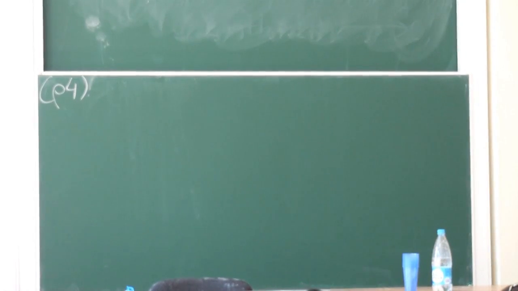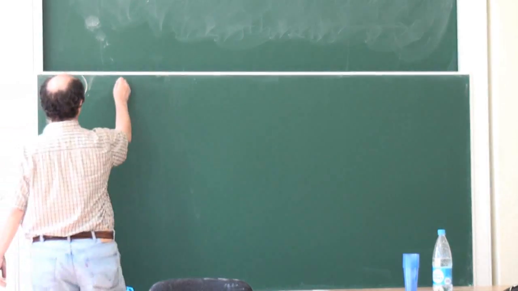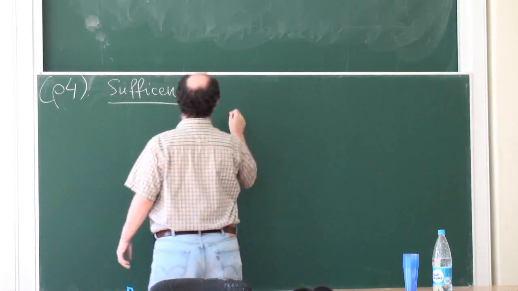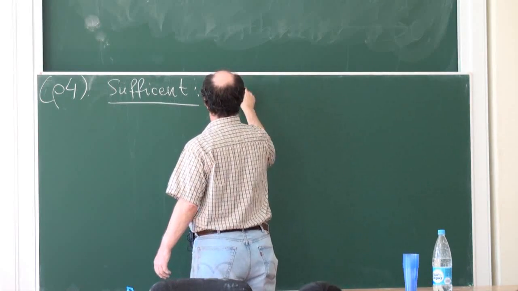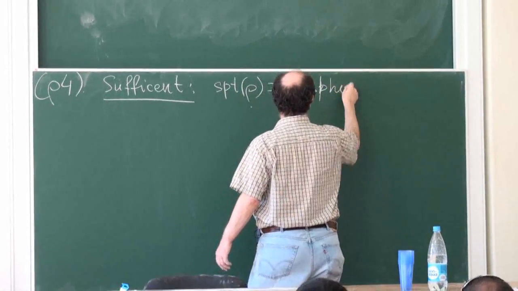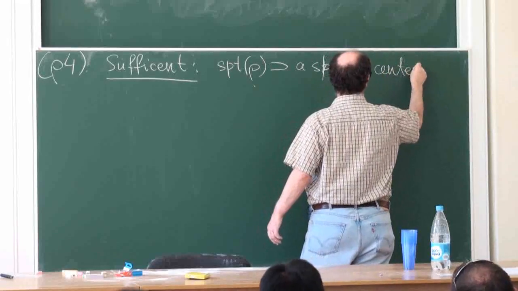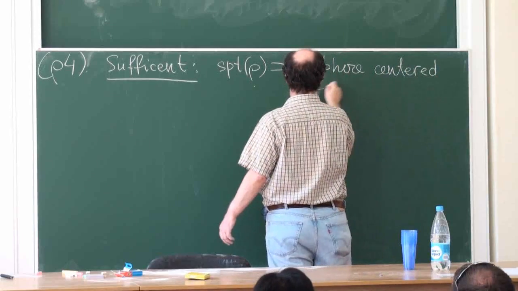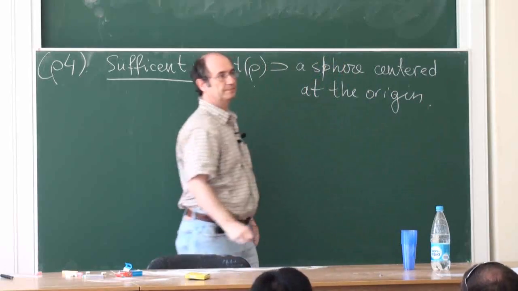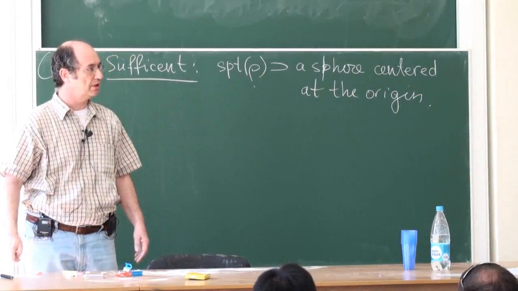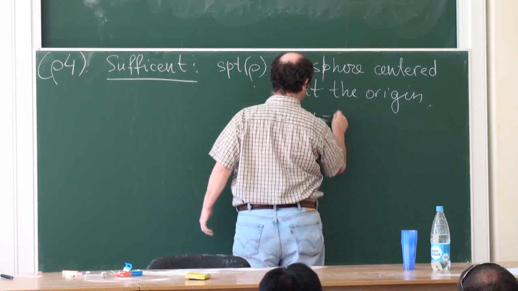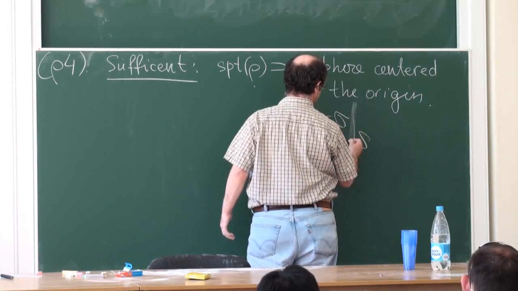So let me explain condition ρ4. A sufficient condition: suppose that the support of rho contains a sphere centered at the origin, like in the Bogomolny and Schmit model. Then we are done, because simply take mu to be the restriction of Lebesgue measure on this sphere.